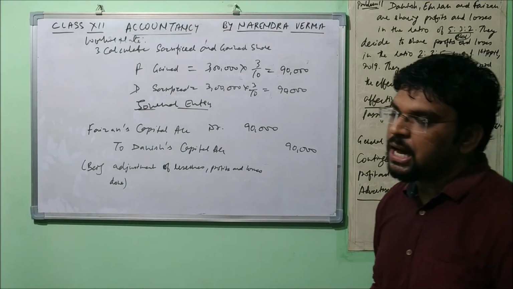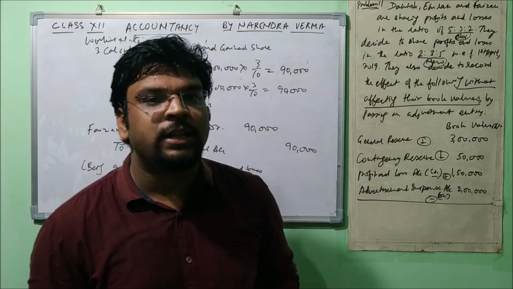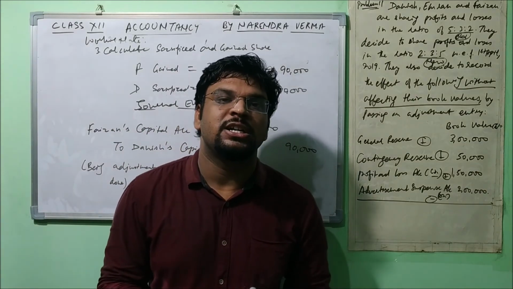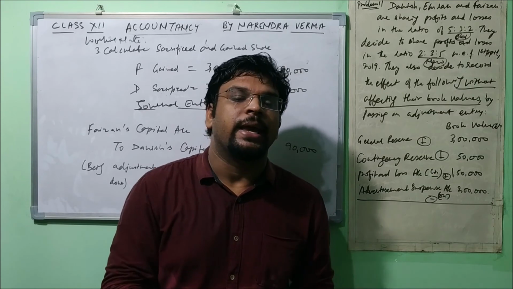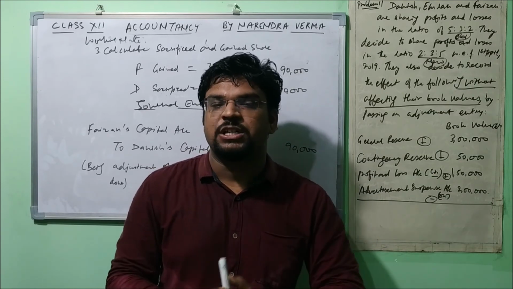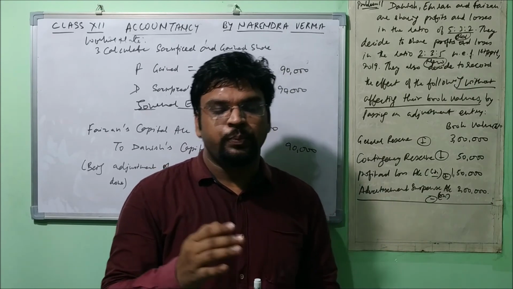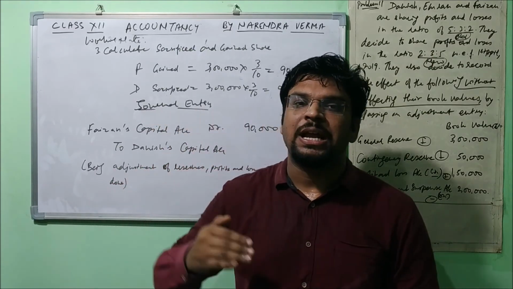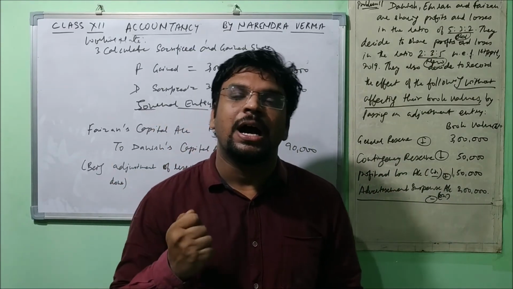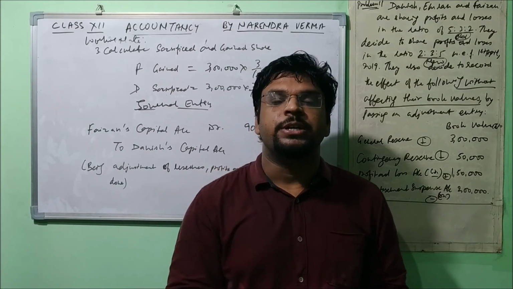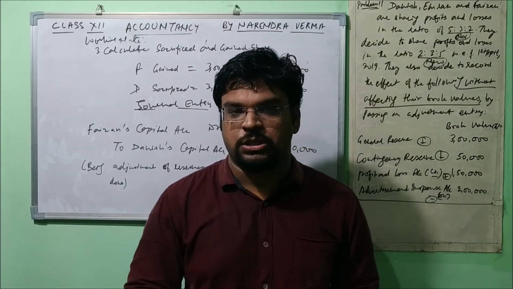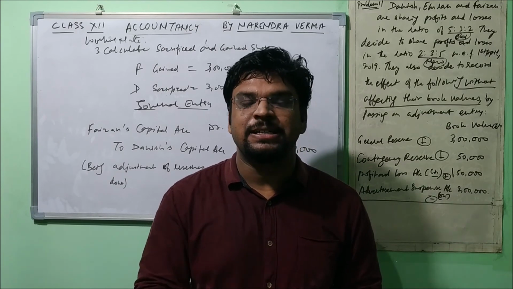Right. So this is done only in the case when the question mentions that the partners, without changing the book value of reserves, profit and losses, want to pass one adjustment entry. Understood? So this is all about this entire topic, which is called accounting treatment of reserves, accumulated profits or losses. We have ended it here.